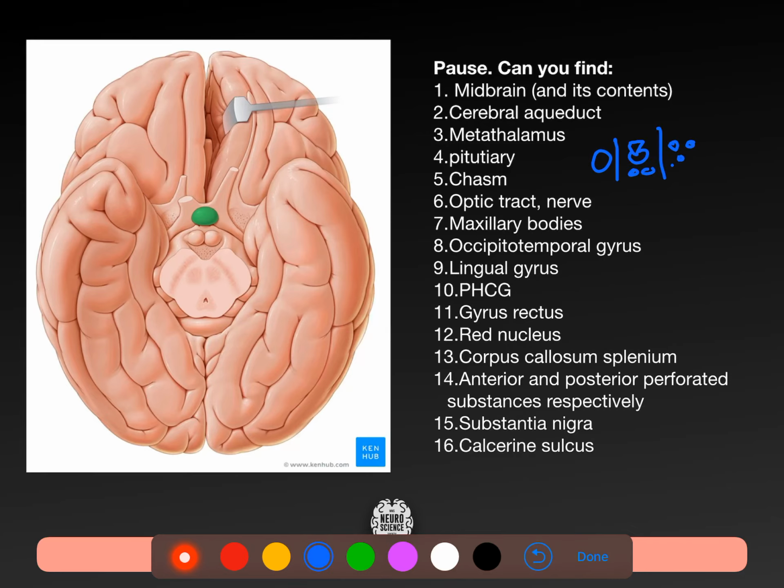Remember, let me draw the little face. And then you've got posterior and mammillary bodies. So your mammillary bodies here. That's this, the mammillary bodies. So make sure you can find these. Particularly tough ones are your occipitotemporal gyrus. Can you find your lingual gyrus on here? Can you find your gyrus rectus? Where's your parahippocampal gyrus in this region here?